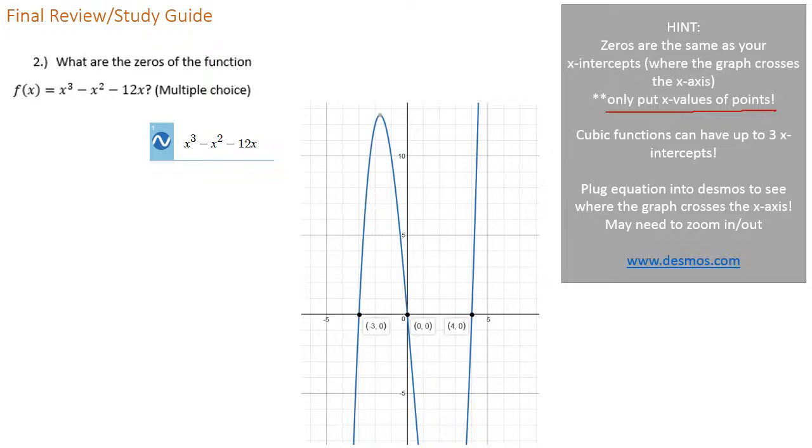So it's just at x equals, we have right here, -3, x is equal to 0, and lastly, x is equal to 4. And those are the zeros of our function, because remember, zeros are the same thing as the x-intercepts.